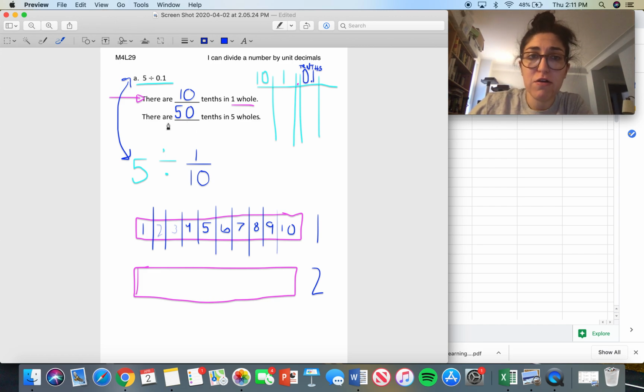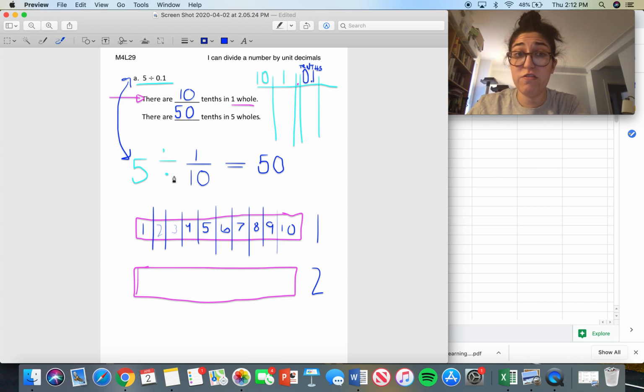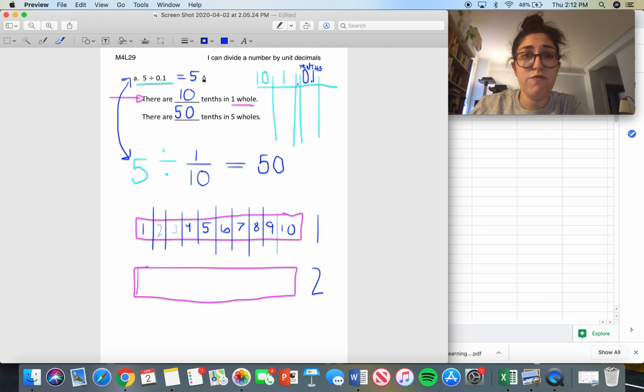So since there are 50 tenths in 5 wholes, if I were to divide 5 divided by 1/10, I would end up with 50. I would have 50 groups of tenths. So here, when it's asking for my answer, 5 divided by 1/10, the answer is 50. I have 50 tenths. All right? So please, as always, let me know if you have questions about that. Let's go to our next problem.